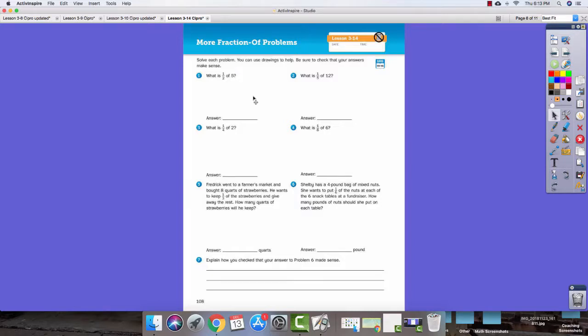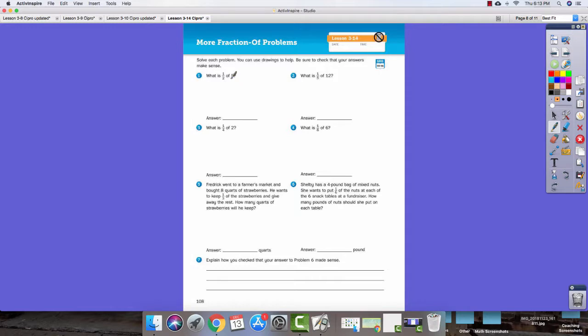All right, so in the past couple of days, we've been talking about fraction of problems, okay? And we discovered some relationships there. So let's go over some examples in case you forgot. So, what is 1/2 of 5?